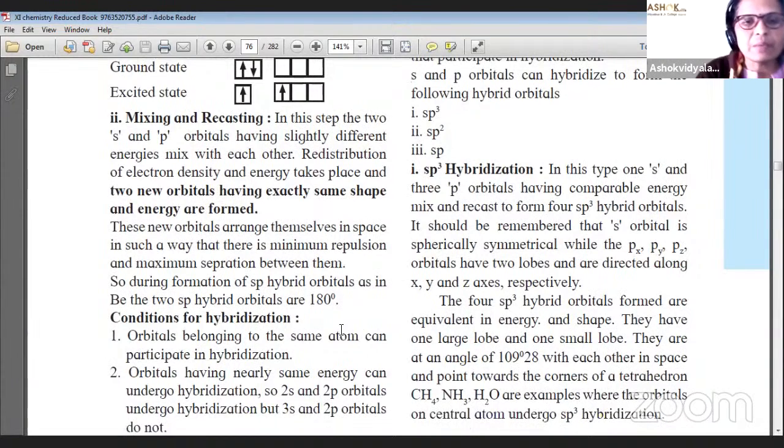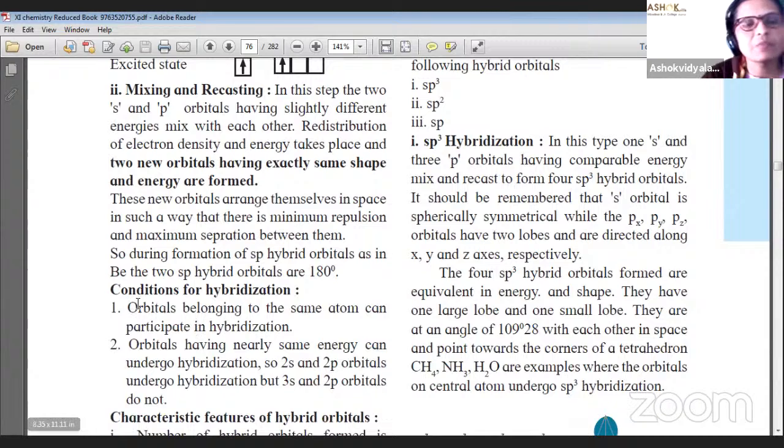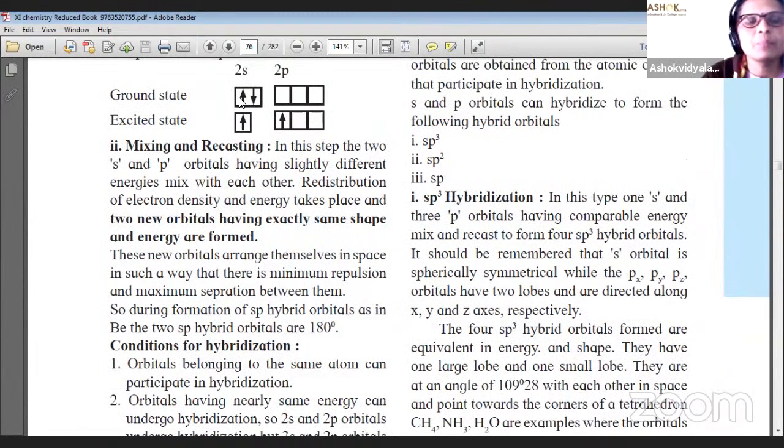Then we'll see what are the conditions required for the hybridization. The first condition is that the orbitals which undergo hybridization should belong to the same atom, as in case of the beryllium. See, these atomic orbitals belong to the same atom, that is beryllium. So that is the first and most important condition for the hybridization, that the atomic orbitals which undergo hybridization should belong to the same atom.